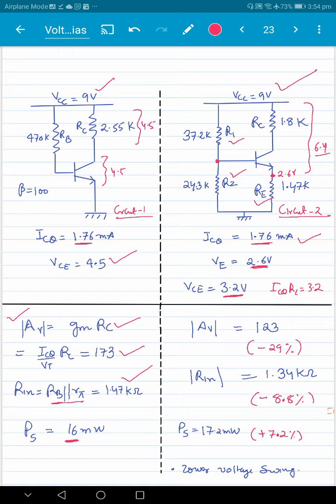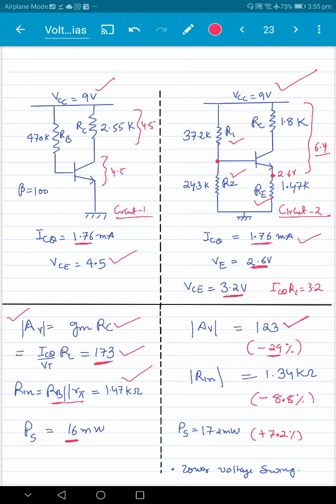So we get gain of 123 here. Note that there is a 29% loss in the gain here. We get a gain of 173, we get a gain of 123 here. So that's the point that we were trying to say, is that when we try to design for beta insensitivity, the voltage divider bias, we end up with several losses.